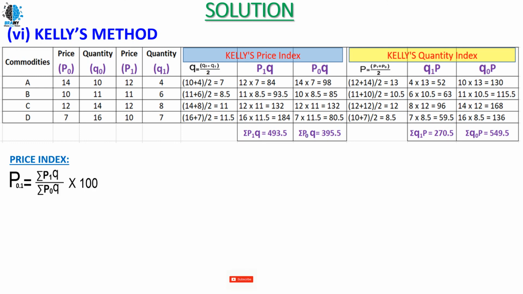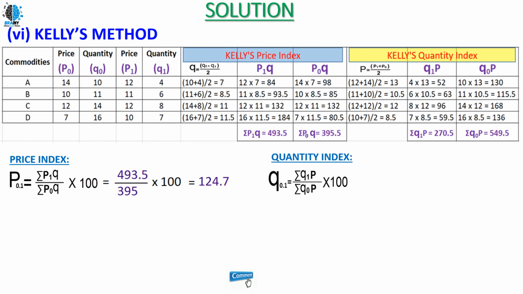Formula is P01 equals summation P1 Q divided by summation P0 Q into 100. So I'm going to put the values from the tabulation here. 493 is the P1 Q value, 395 is the P0 Q value. If I do the calculation, I will be getting 124.7. This is my price index under Kelly's method.